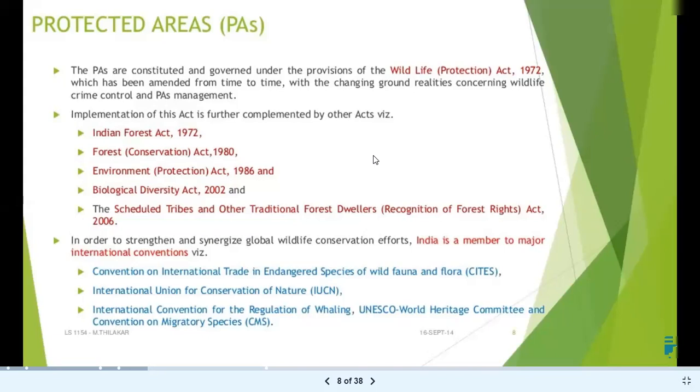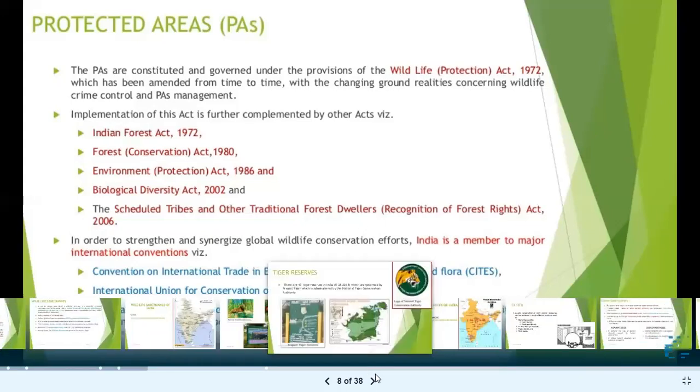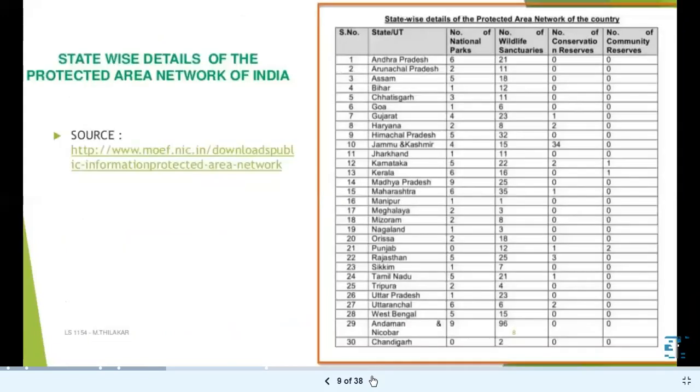India is a member of major international conventions or conferences. So by these, we can conserve our biodiversity.